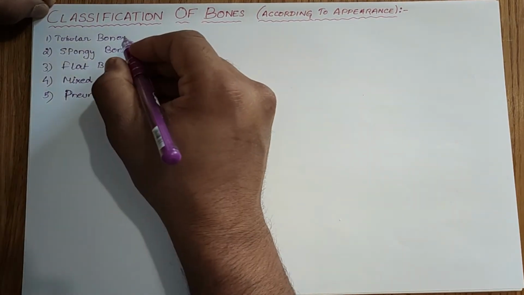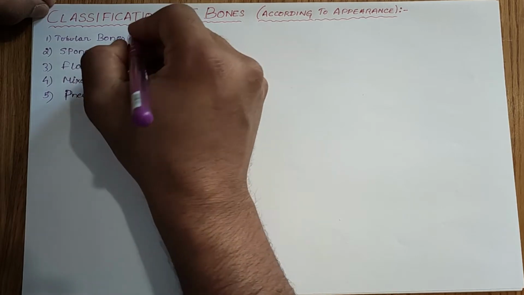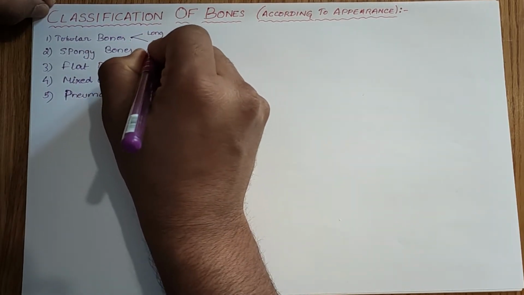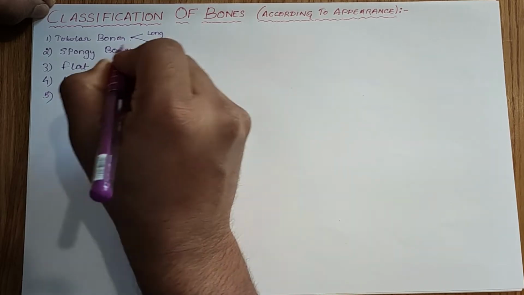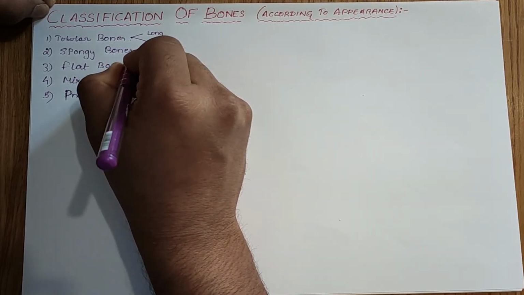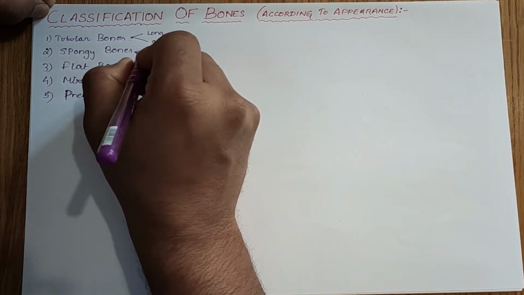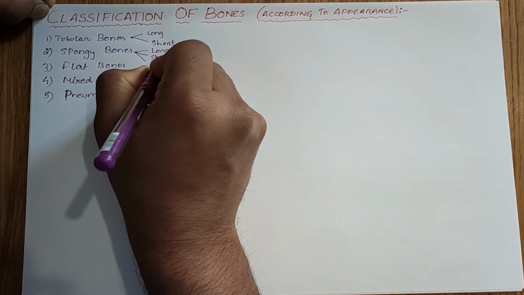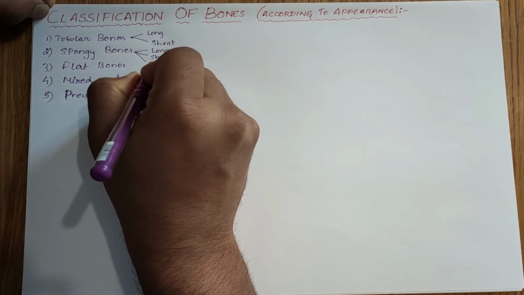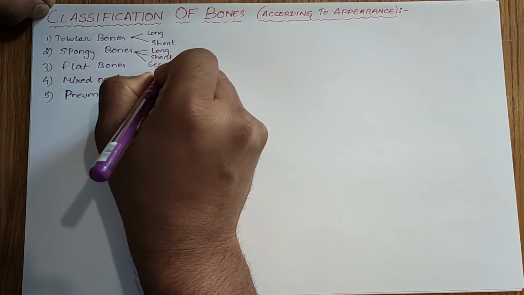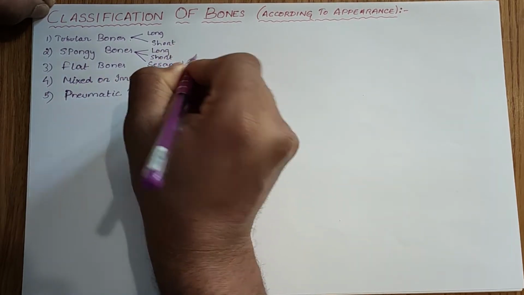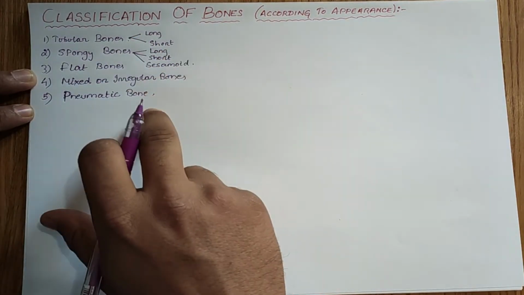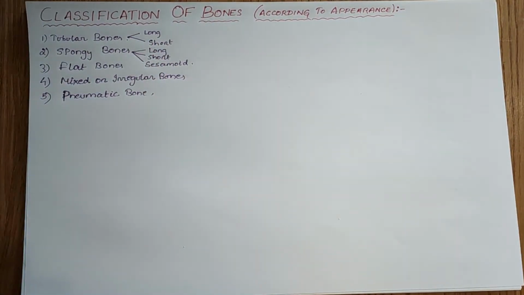The tubular bones are also subclassified as long and short. Similarly, it is classified into three parts: long, then short, and sesamoid. These are the divisions of the classification of bones. Let's study the tubular bones.